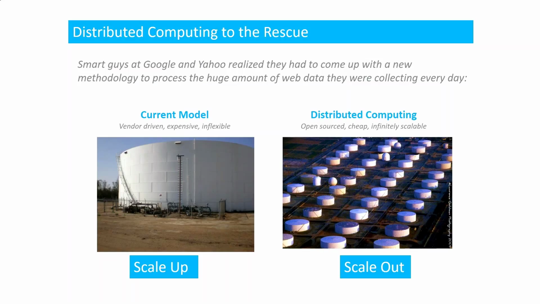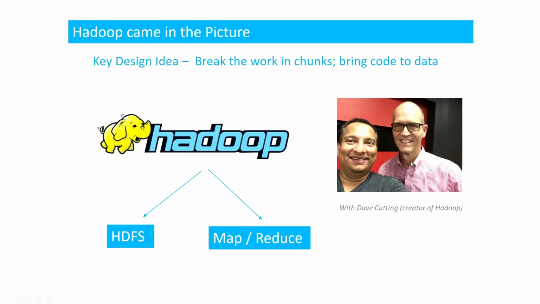And this guy is Doug Cutting. This is me. I met Doug a few months ago at a conference, and we had a great chat. Great guy. He and his team created Hadoop, and he said it was named after his son's pet elephant; his son used to call that elephant Hadoop. The key idea is to break the work into chunks and bring code to data, and we'll explain what that is.